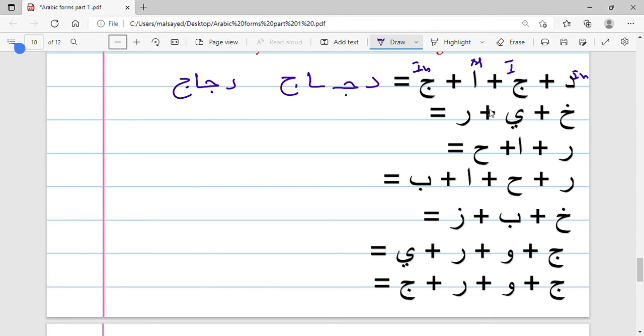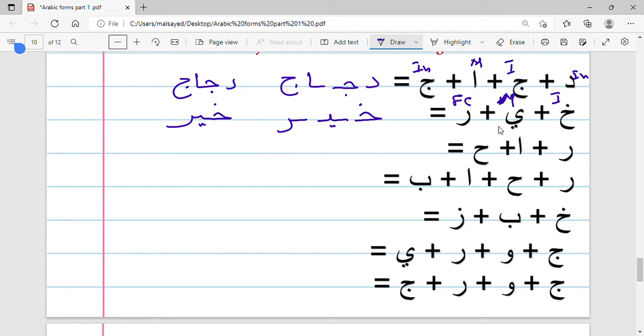Okay, let's see this one. So here we have the kha. Al-kha is the initial. Between the kha and the ya and the ra, so between the ya and the ra, ya is in the middle, so we choose the middle form, and the ra will be the final form connected. So the initial of the kha, the middle of the ya, and the final form connected of the ra.